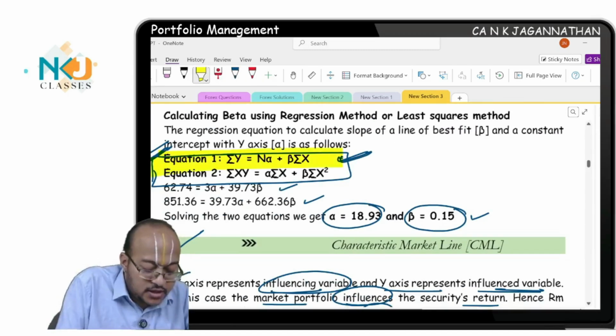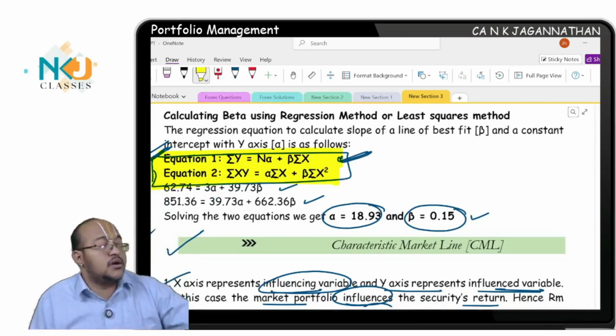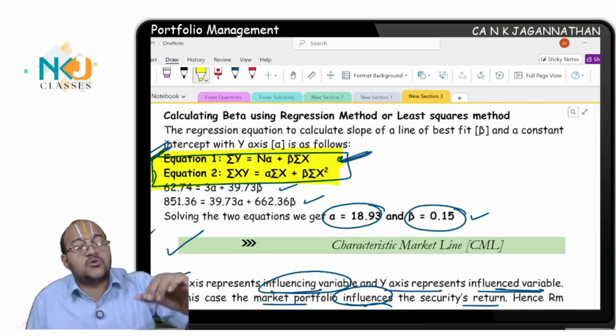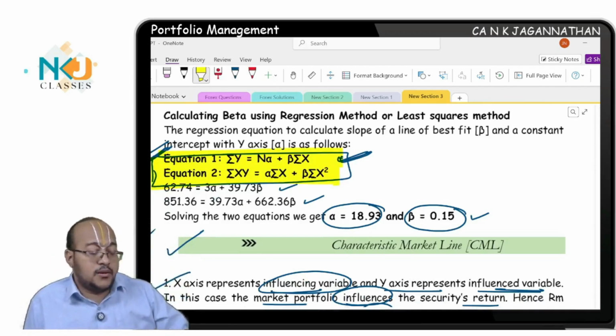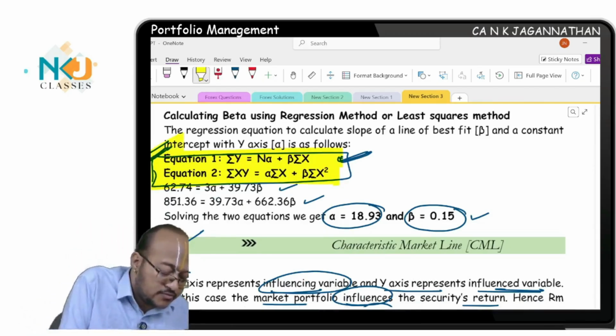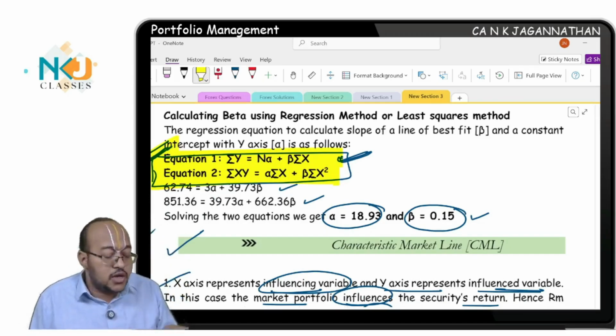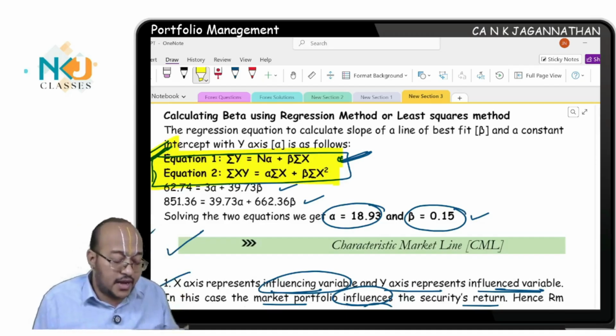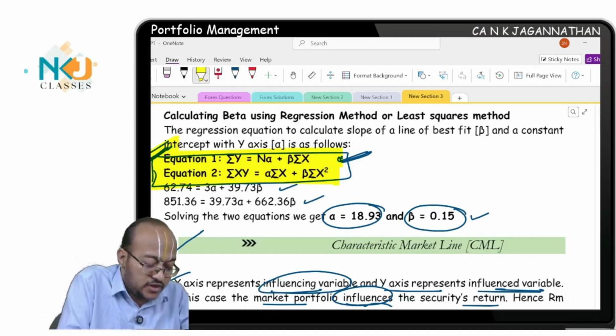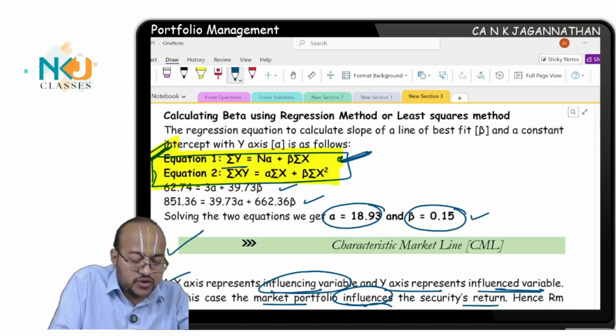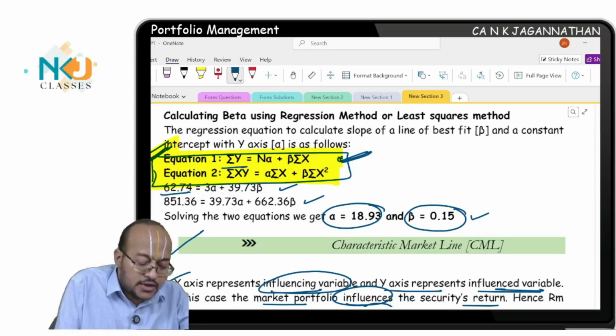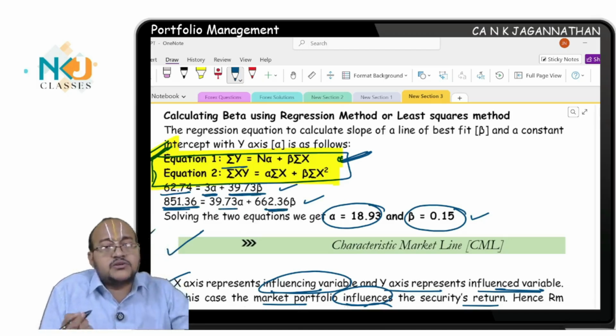Are you listening? These are the two regression equations. From here only you got that formula. Remember? Those two formulas are derived from the regression equation. Now, if you solve these two, you will get the alpha value as well as the beta value. See here, very simple. If you substitute, summation of y is 62.74, equal to n alpha, 3 into alpha plus 39.73 beta. Summation of xy is 851.36, equal to 39.73 alpha plus 662.36 beta.